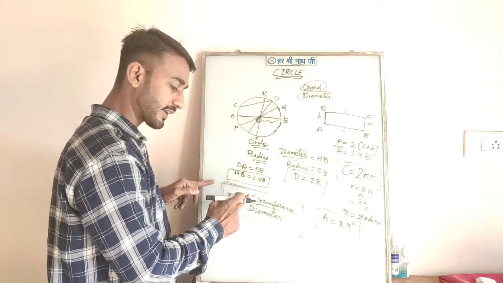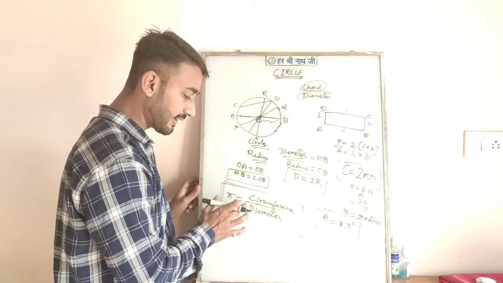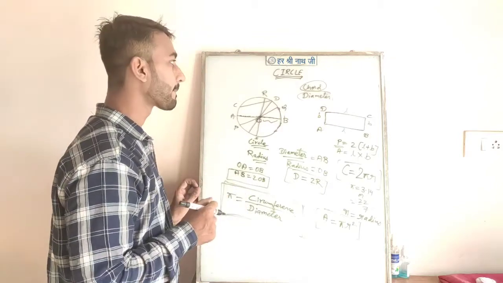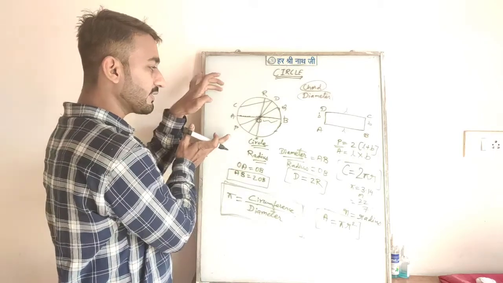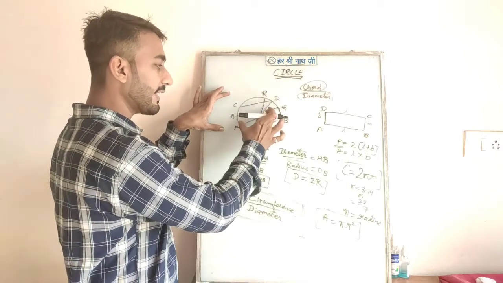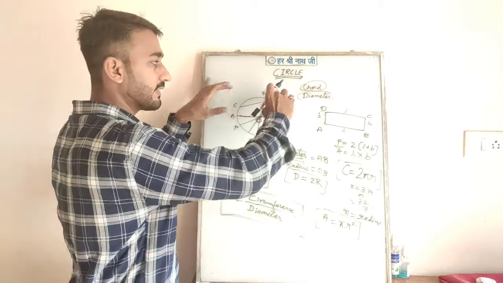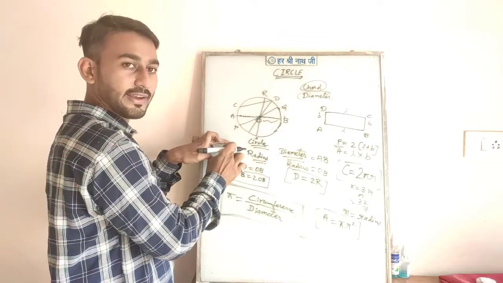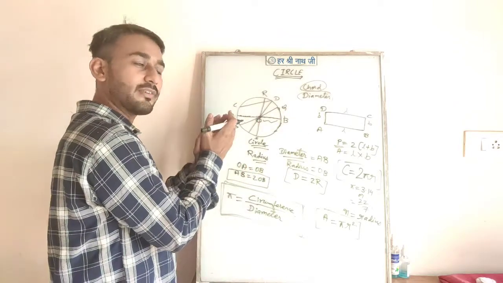Pi equals circumference upon diameter, and this value is always fixed. Why? Suppose we focus on this circle. If I extend the diameter, the circumference will also increase, right? And the ratio will always remain constant. Why?